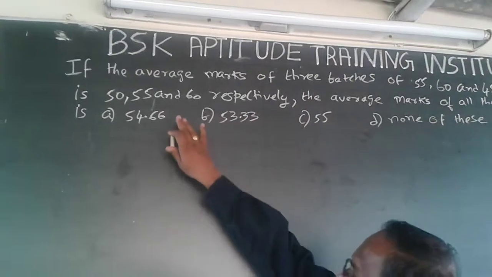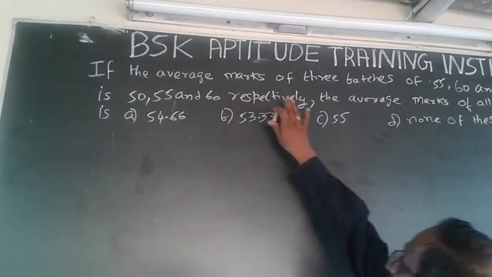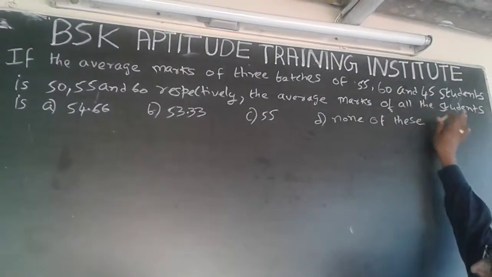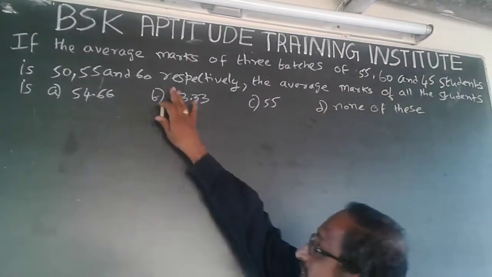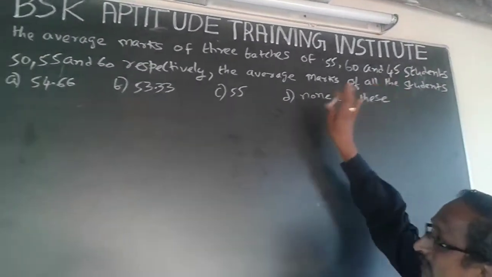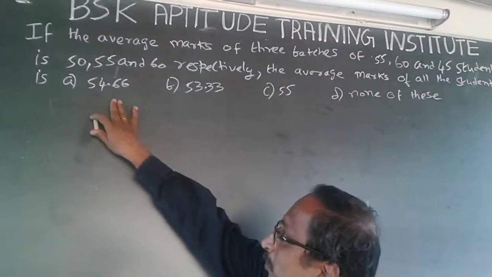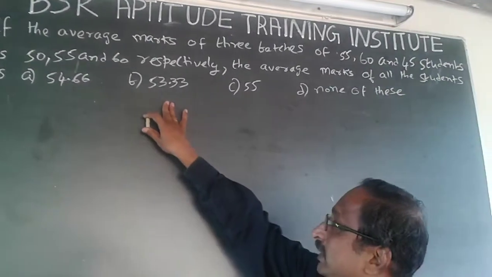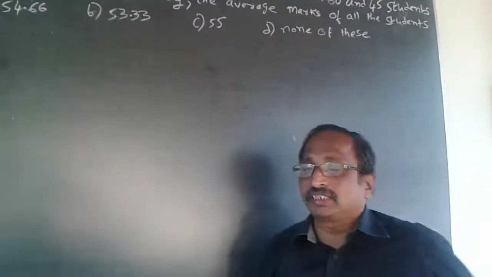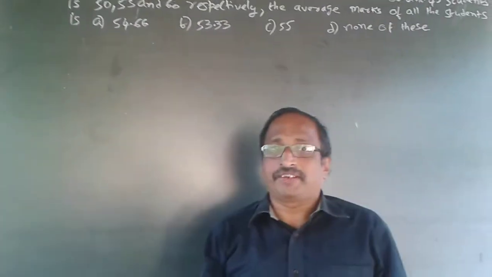The next problem I am going to handle now is: if the average marks of 3 batches of 55, 60 and 45 students is 50, 55 and 60 respectively, the average mark of all the students is A) 54.66, B) 53.33, C) 55, or D) none of this. So this is an average problem.